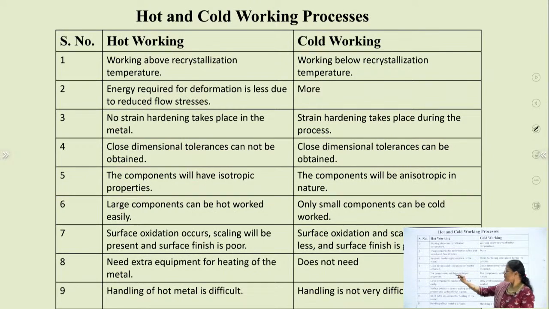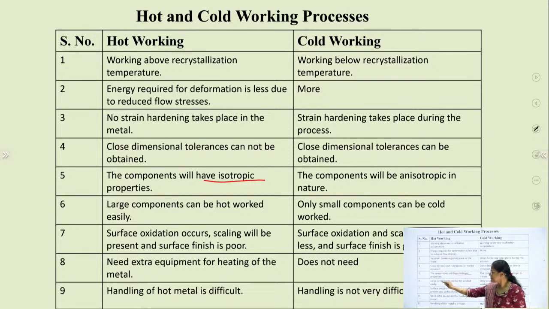Next point, the component will have isotropic properties. Isotropic properties means when we test the material from different directions, it will give the same material property. So where we do hot working, we can always obtain isotropic properties, meaning the same properties in all directions, whereas in cold working, the component will be anisotropic in nature.